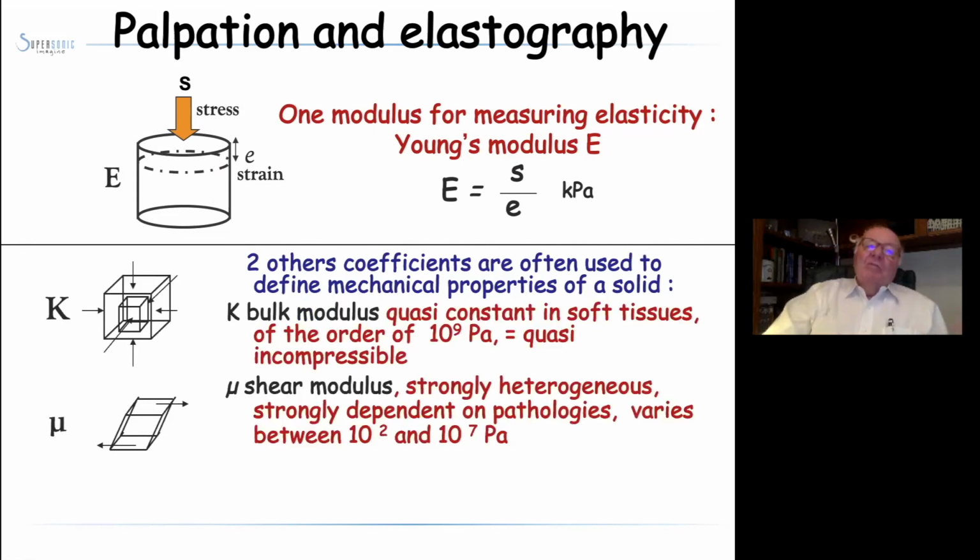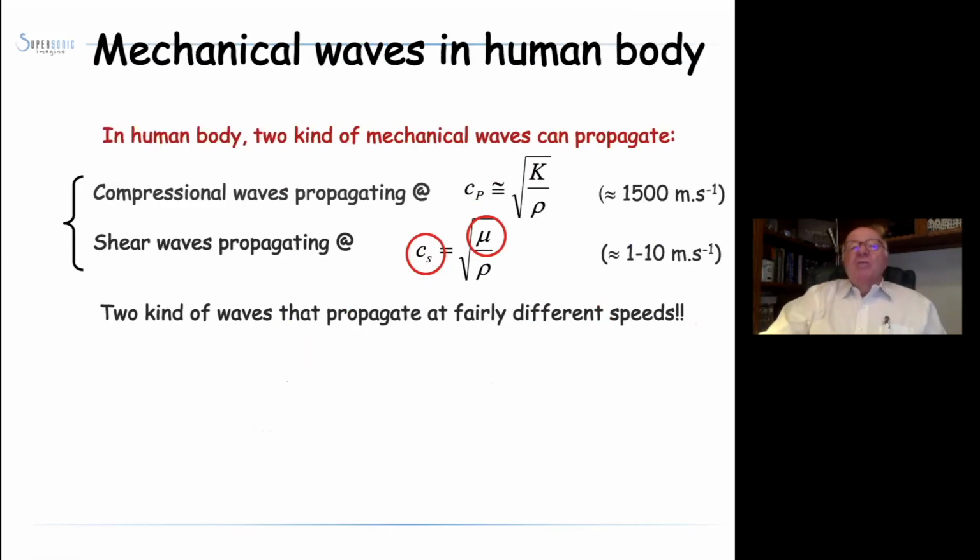And there are two key coefficients for this, the bulk modulus and the shear modulus. From a physics standpoint, Young's modulus is nothing else than around 3 times the shear modulus. So in order to assess Young's modulus, one needs to measure the shear modulus, and this is done by measuring shear waves. In a tissue, shear wave velocity is proportional to the square root of the shear modulus.